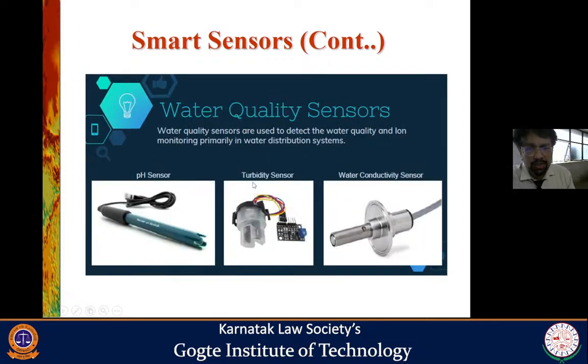Then you have a water quality sensor. These are used for checking the water quality and ion monitoring in the case of water distribution systems. You can use it in your government systems also to test the quality of water. In this you have turbidity as well as pH sensors. So this can become a good project again.